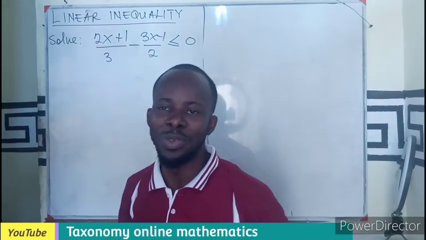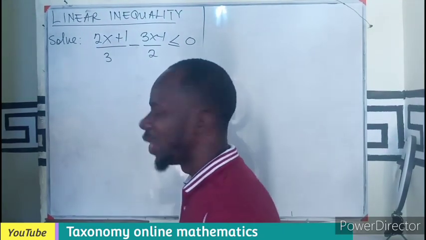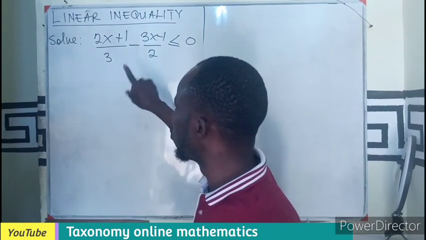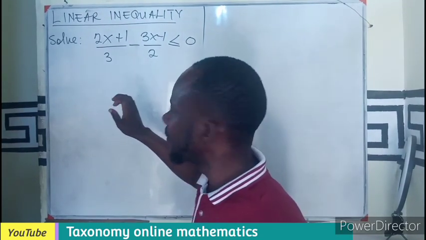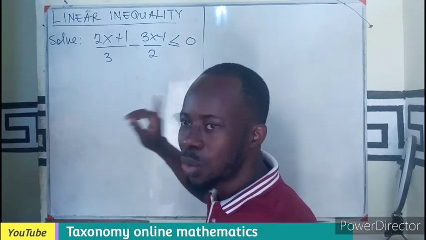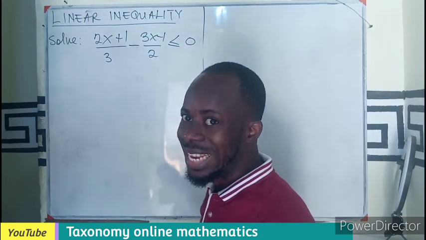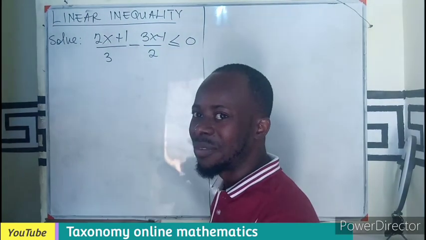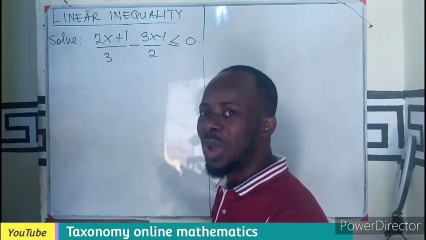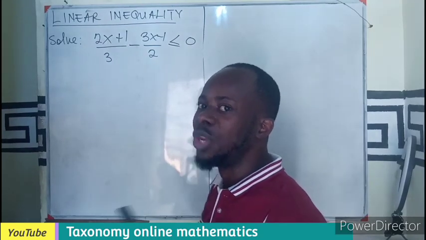In this episode, we want to treat a question under linear inequality which involves fractions. So we have (2x + 1)/3 - (3x - 1)/2 ≤ 0. So what do we do? We know that under linear equations, we learned that if there is an equation that involves fractions, the best is to eliminate that fraction using the LCM of the denominators.